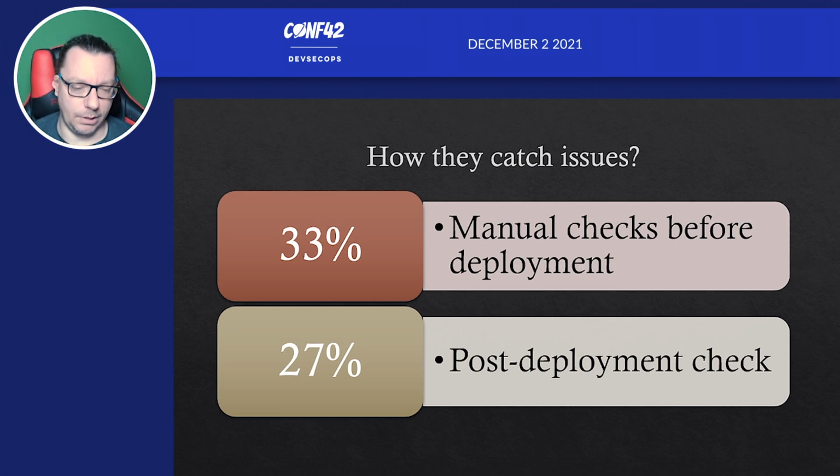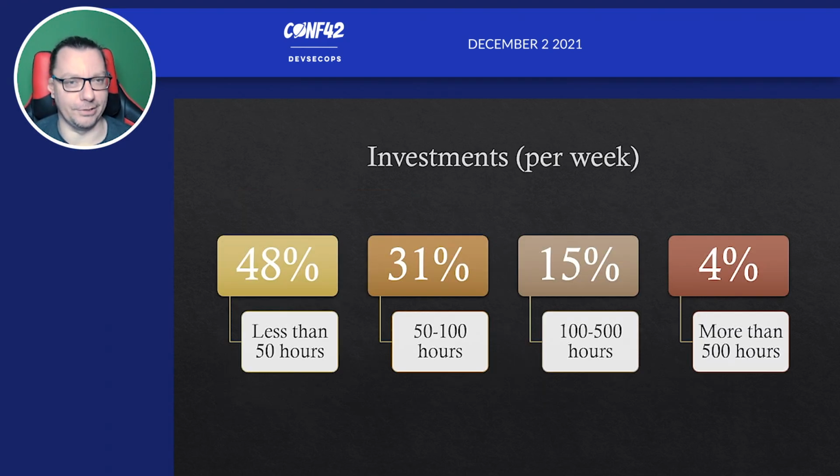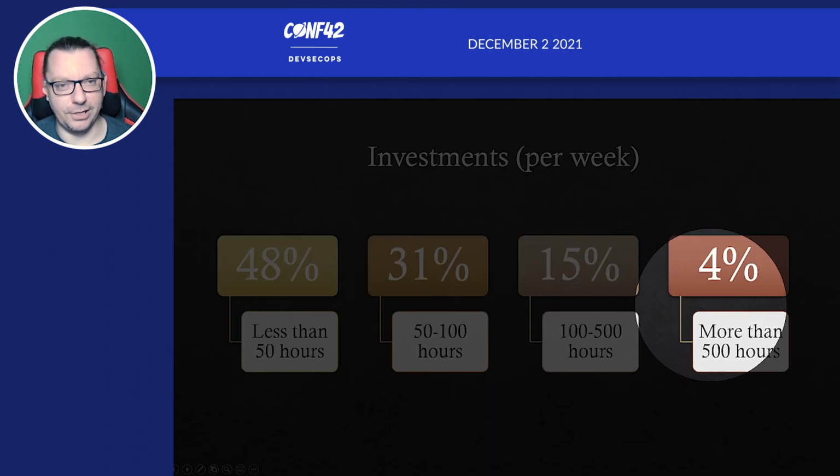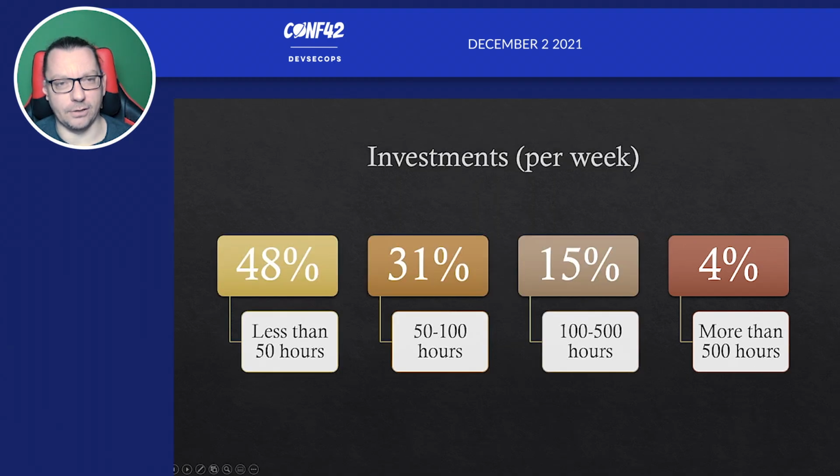All right, so we know what kind of issues people have. We know how they catch and try to fix the issues. So how much time do they spend on it? And this is also quite interesting, and I'd like to focus your attention here. So 4% of these 300 people said that they spend more than 500 hours per week finding issues and fixing them. It means that 12 people from these 300 say that.